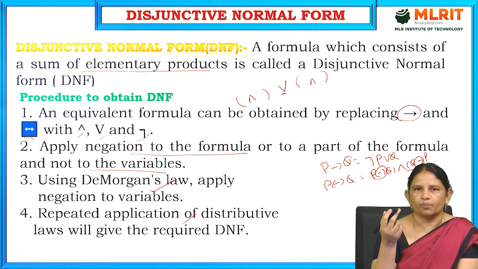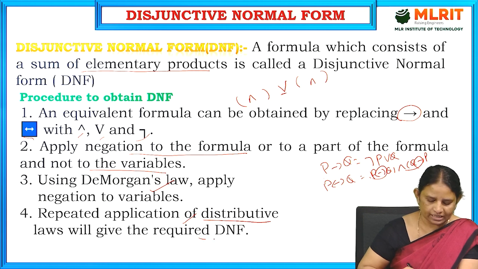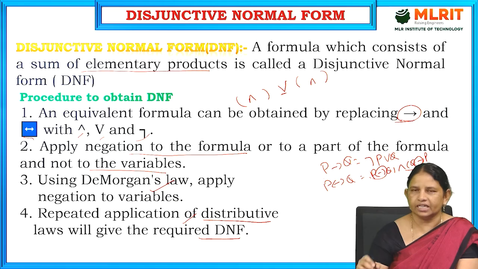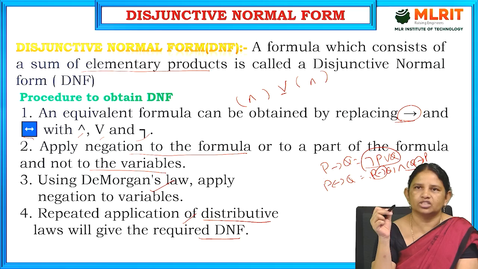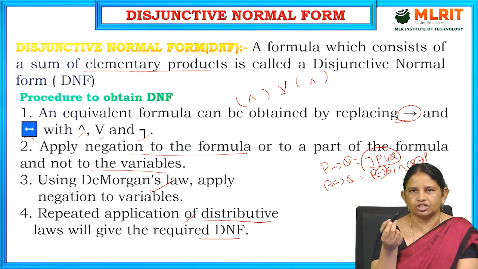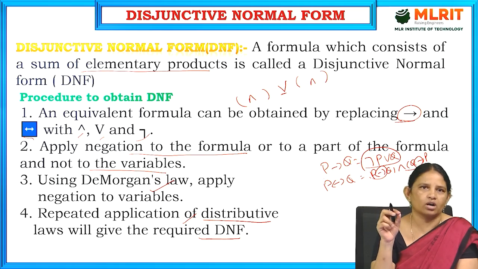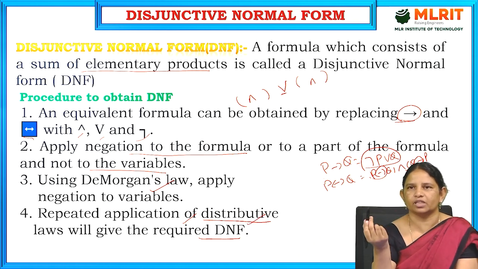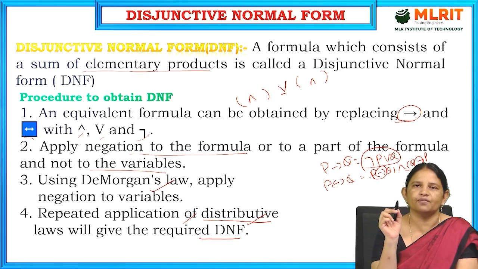To get the required format, we need to apply the distributive law to get the required format of disjunctive normal form. First, we need to replace the conditional and biconditional statements with the help of the corresponding formulas using negation, conjunction, or disjunction, by applying the equivalent formulas. Second, we need to give importance to the negation of the variables. Third, we need to apply De Morgan's law to the variables. Then we need to apply the distributive law.